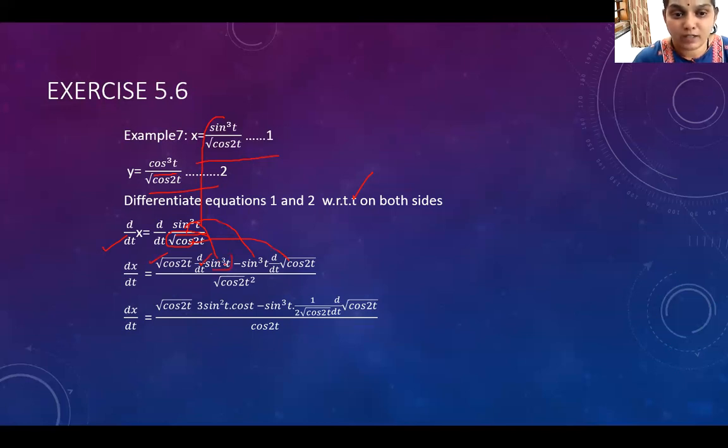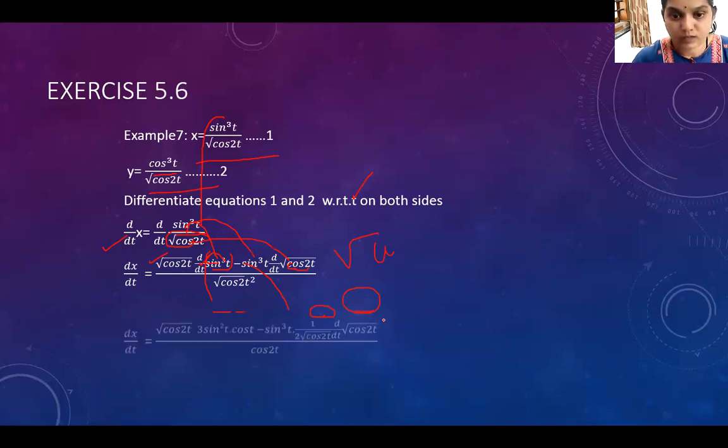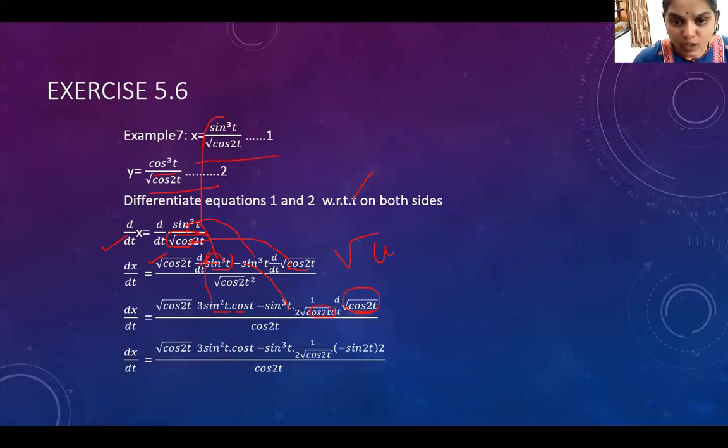Sin cube t derivative will be 3 sin square t, then derivative of sin t will be cos t, minus sin cube t is kept as it is. Root of cos 2t: root of u derivative with respect to u will be 1 upon 2 root u, into du by dt, that is d by dt of root of cos 2t. So now root of cos 2t is there, which means 1 upon 2 into root of cos 2t. Again by chain rule, derivative of cos 2t will be minus sin 2t into derivative of 2t. This is what our dx upon dt is.